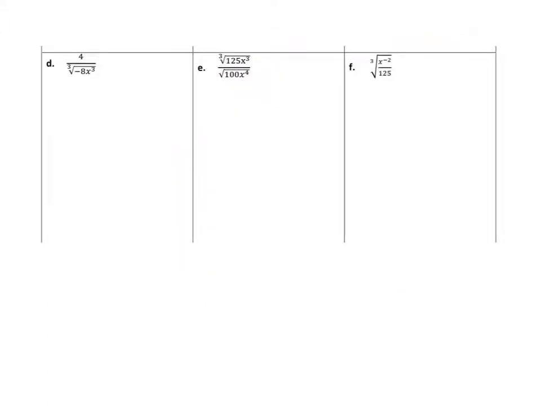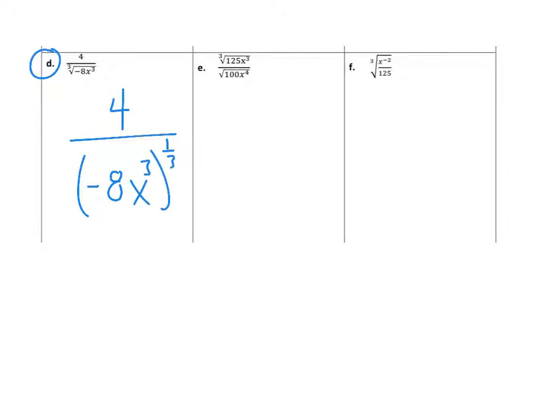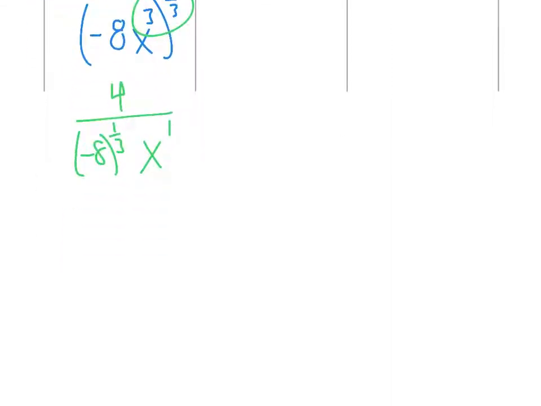On this next page, I'm only going to do question D here. So again, I'm going to rewrite this as 4 over. I just do lots of baby steps. Everybody there is going to get raised to the 1/3. Negative 8 x cubed raised to the 1/3. Now I raise everybody inside those parentheses to the 1/3. Negative 8 to the 1/3, and then x times 1/3 is going to get me a 1. And again, I'm just going to keep cleaning it up, just baby steps.